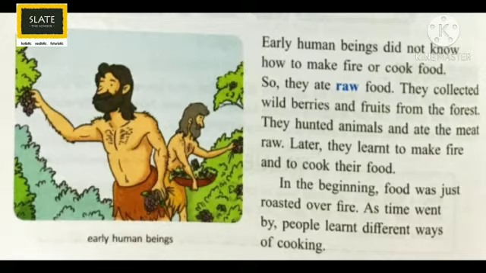Early human beings did not know how to make food. So they ate raw food. They collected wild berries and fruits from the forest. They hunted animals and ate the meat raw. Later, they learned to make fire and to cook their food.